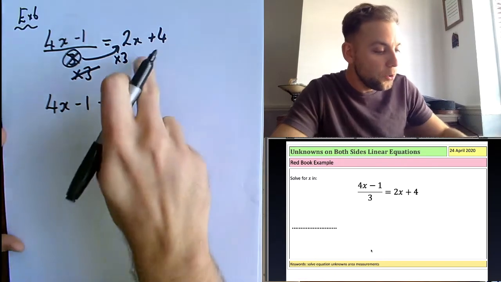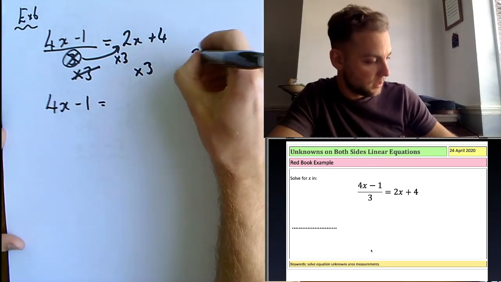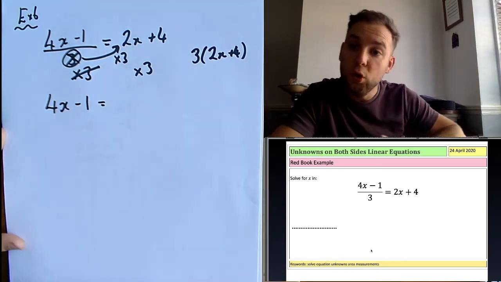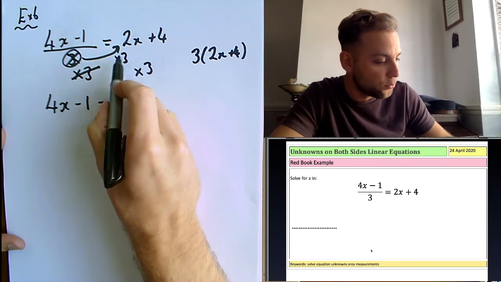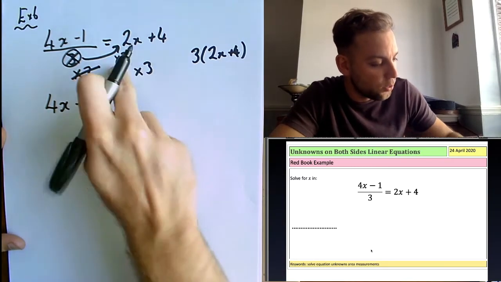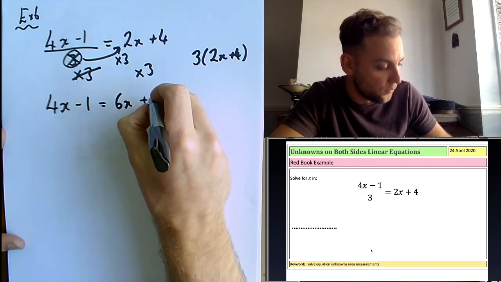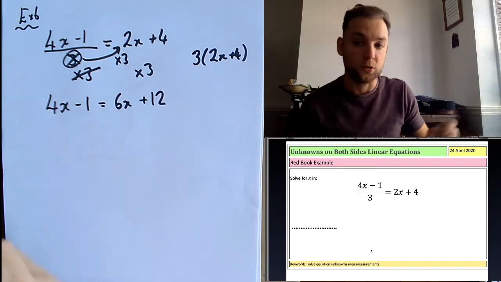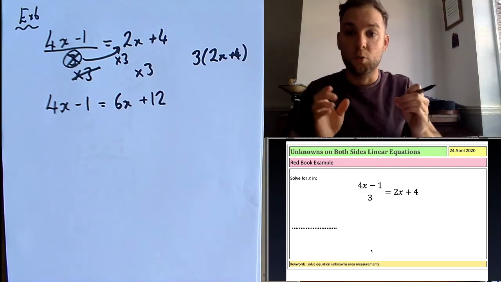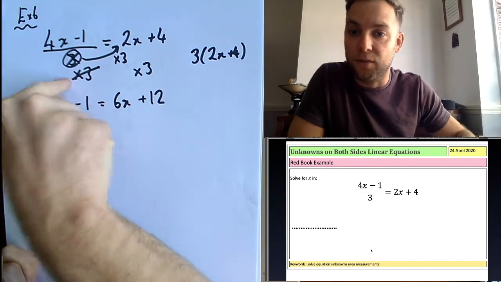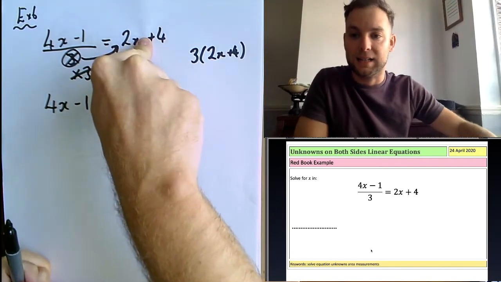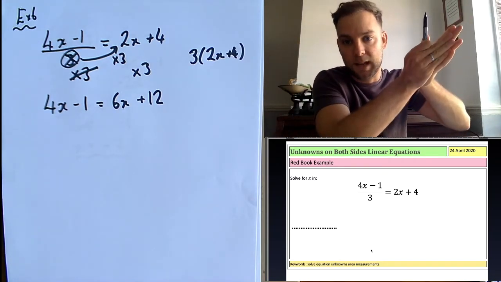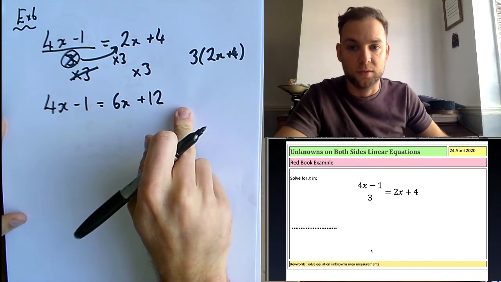Now, you can either write it like this, 3 times by x plus 4, like so, or you can times it out as you go. So 3 times by 2x is 6x, 3 times by 4 is 12. So then I'm back to an equation with unknowns on both sides. Now, remember with this one, you're getting rid of the divide first, and you're doing that by timesing the other side by what that divide is. To get rid of that divide by 3, I'm timesing the other side by 3, okay? And then I can carry on and solve this.